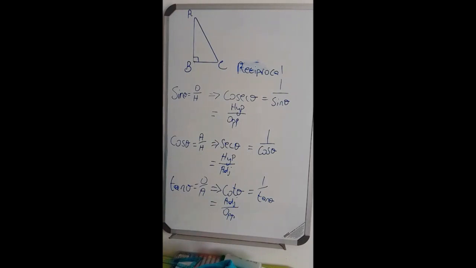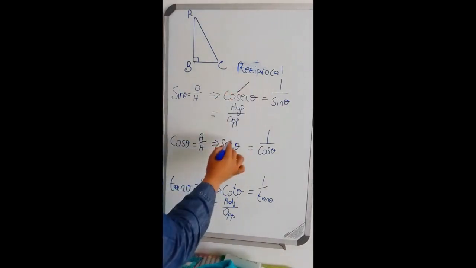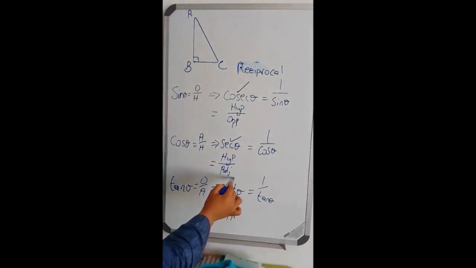Okay, so these we refer to as the reciprocal ratios of the sine, cos, as well as the tangent ratios. So we have cosec for sine, we have sec for cos, and we have cot for tangent. And then remember, it just means we swap the numerator and the denominator.